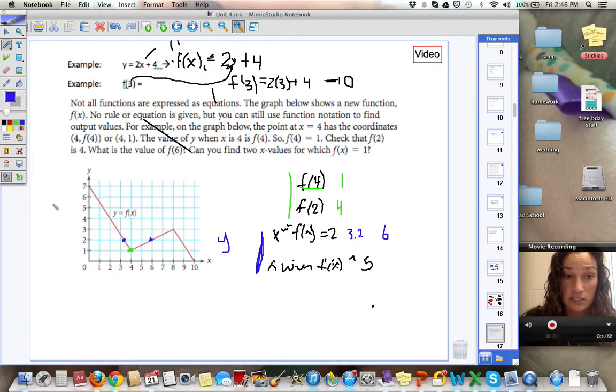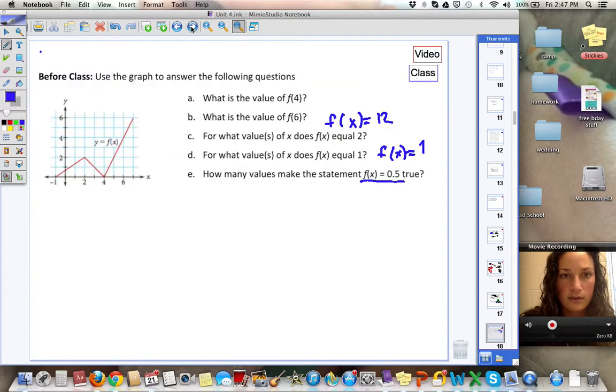So x when f of x is 5, I look up here at 5, there's only 1 point there. There's nothing else. And what is that? I don't know, 1.2. So sorry again about the handwriting with the Mimeo. It's really bad.